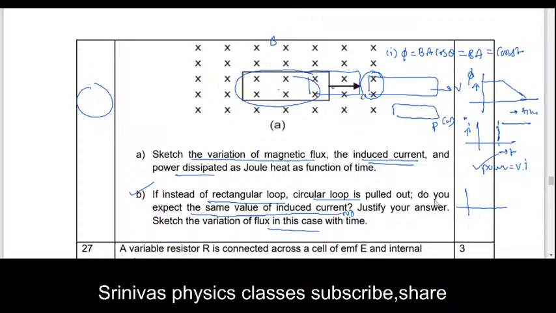Catch the variation of the flux. The same thing will be there, but the flux decreases non-uniformly. You will get it like this, decreasing non-uniformly, because the other loop has a uniform cross section, but the circle does not have a uniform cross section. Its cross section changes.